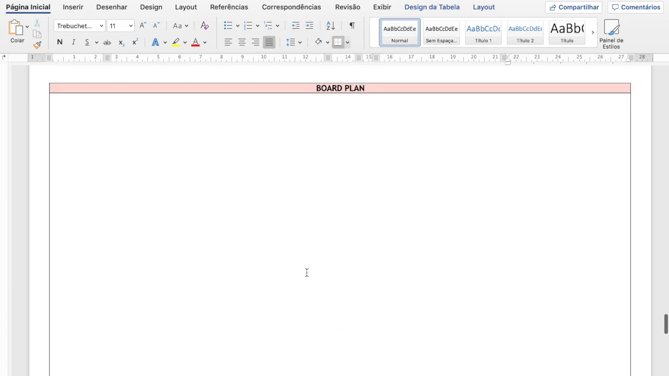Next, we have the board plan. The board plan is for you to think of what you're going to write on the board, but this is not a description of the board. You actually have to plan the board the way you would do this in the lesson. Some people prefer to do this by hand on a piece of paper and take a picture. You can do this using your computer if you want to.